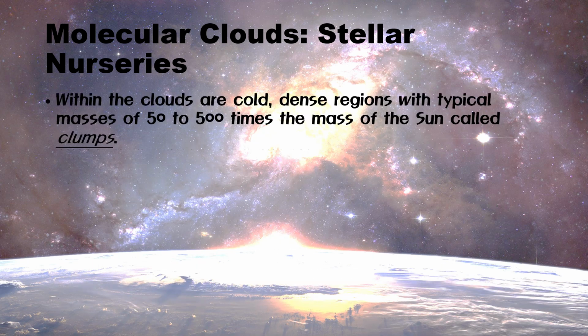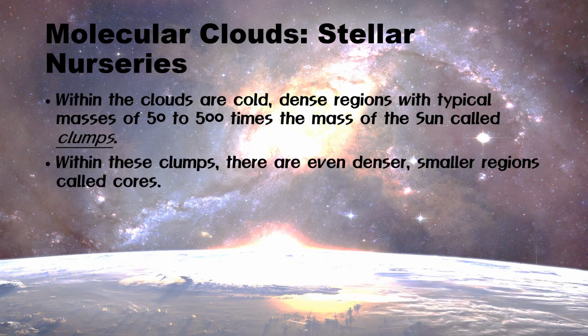Now, within the clouds are cold, dense regions that are typical of masses anywhere from 50 to 500 times the mass of our Sun that we refer to as clumps. Now, within these clumps, we of course can get even closer and find denser, smaller regions that are often referred to as cores. Now, these cores are what we refer to as the embryos of stars.